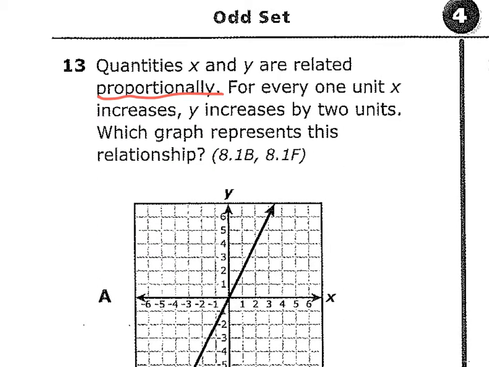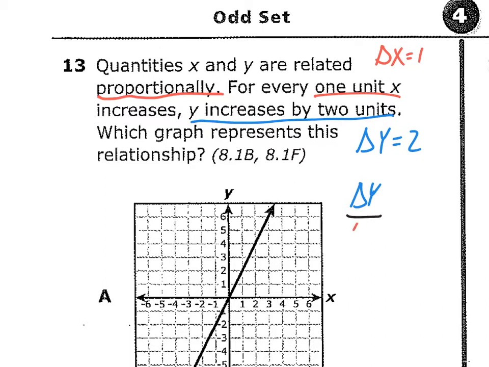Now, here's the important stuff. It's saying for every 1 unit of x, so the change of x is 1, and then what's the other one says? Y has increased by 2 units. So our change of y is 2. Our slope, or change of y over change of x, our rise over run, we always do this as change of y over the change of x. So was this going to be 2 over 1? So we're looking for a rise of 2, and a run of 1.